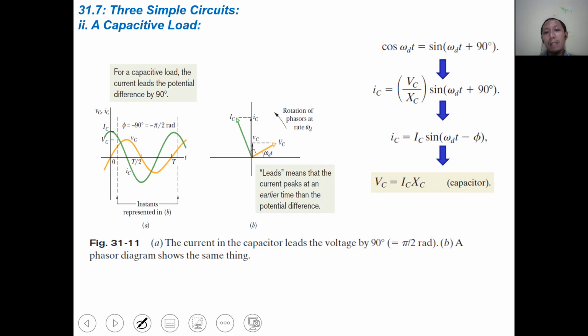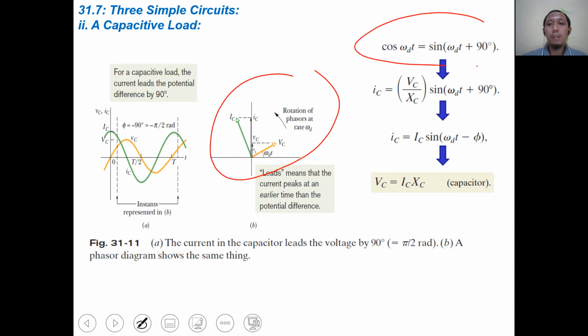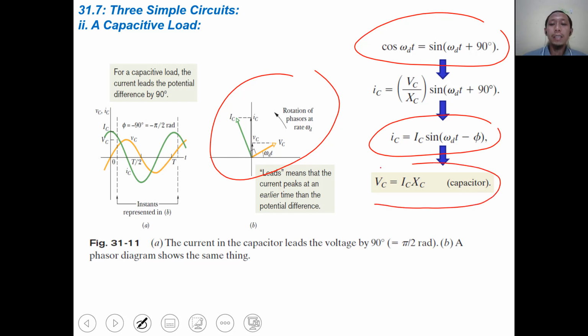We can see in this equation that leads means the current peaks at an earlier time than the potential difference. So we can see that the current leads the voltage by 90 degrees. So cos omega_d t is equal to sin omega_d t plus 90 degrees. So I_C is equal to V_C per X_C sin omega_d t plus 90 degrees. So I_C is equal to I_C sin omega_d t plus phi, and V_C is equal to I_C X_C. This is the voltage of the capacitor.